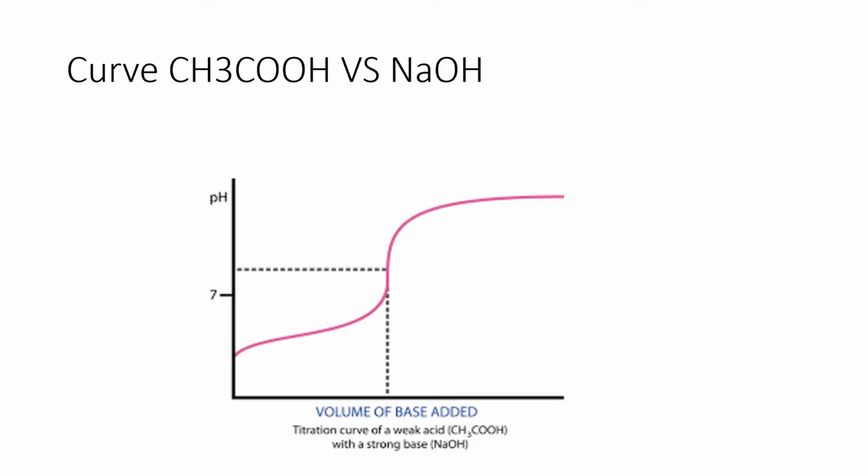You can see the curve acetic acid versus sodium hydroxide. The change in pH takes place above 7. The curve is not a straight line, it is an S-type shape, and at the beginning the pH slowly increases. Suddenly at pH value 7, there is a sudden increase in the pH value. After that the pH value again increases slowly and remains constant.